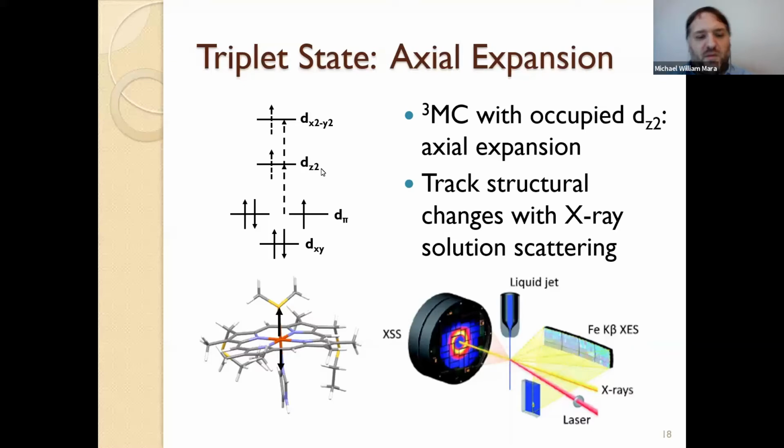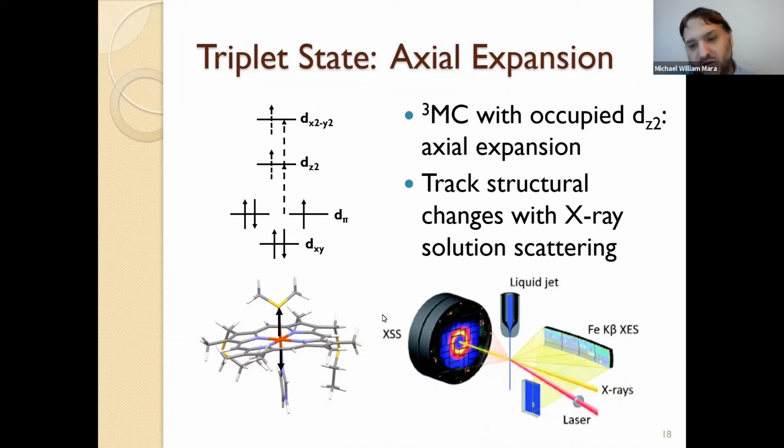However, there are a few things that we do know. The dz squared orbital, of course, is going to be destabilizing with respect to the axial bonds. So if you populate the dz squared, you would expect elongation of the methionine and histidine ligands. Alternatively, if you occupied the dx squared minus y squared, you would expect this to be destabilizing with respect to these equatorial bonds, which would cause elongation of the iron to porphyrin nitrogen bonds. And so for these early time points, we decided to determine the structure here using X-ray solution scattering.